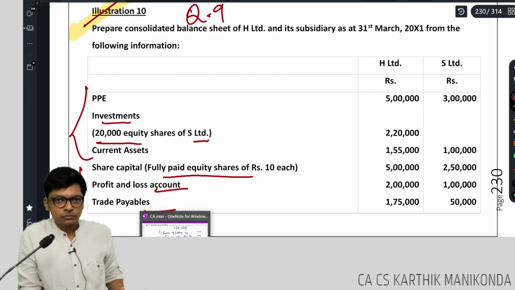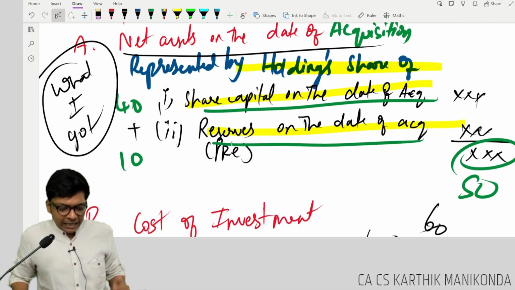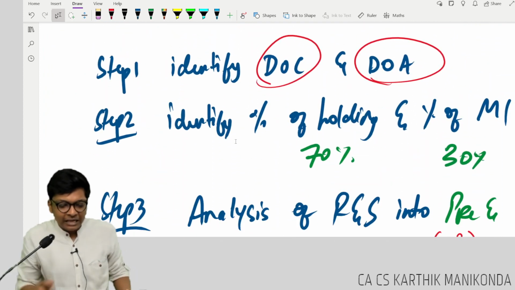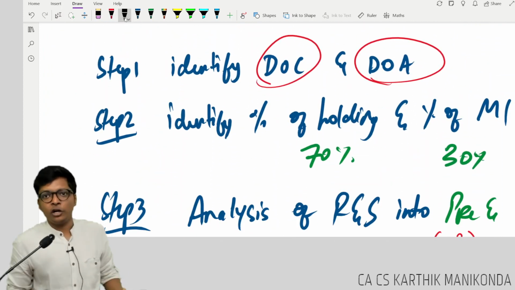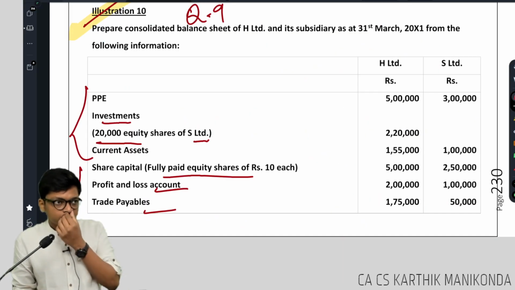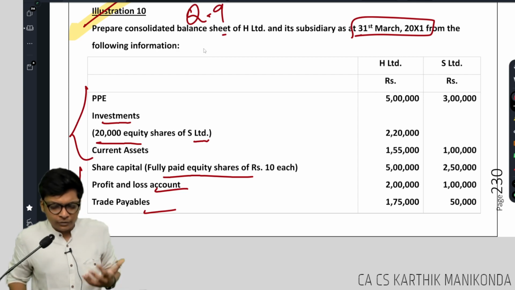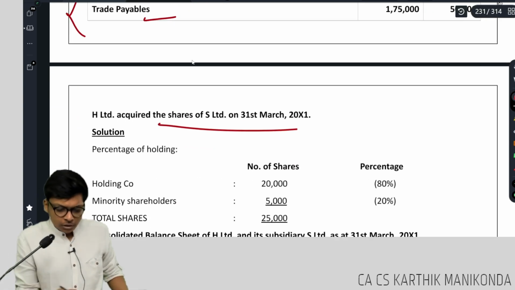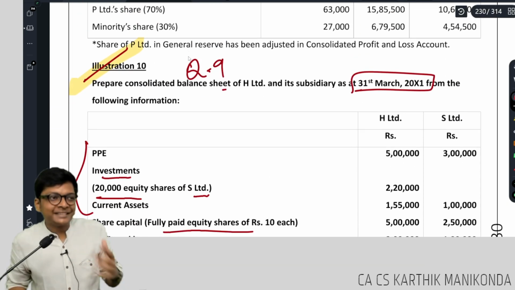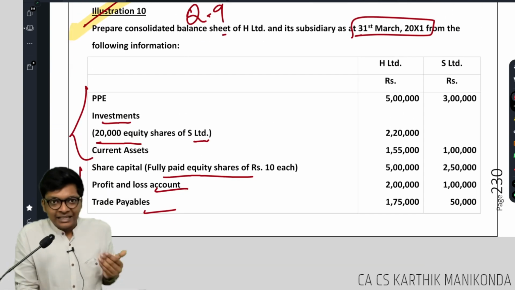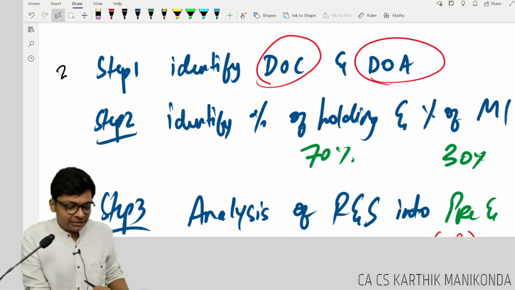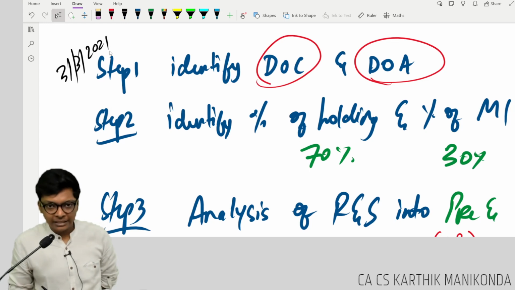First, step 1. I will go with what I wrote here itself. Step 1. Identification of date of consolidation and date of acquisition. Is that given in the question? Date of consolidation is 31st March. Date of acquisition, they have given the same. Both are same day. Simple sum. That means you don't have different balance sheets. So both are 31st March 2021. Are you following, guys? Clear? You will write that down.